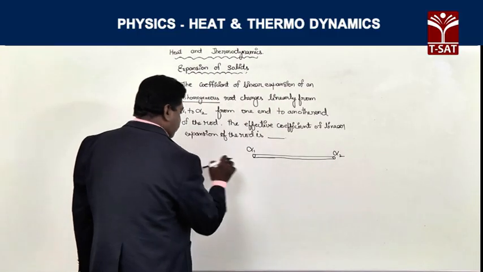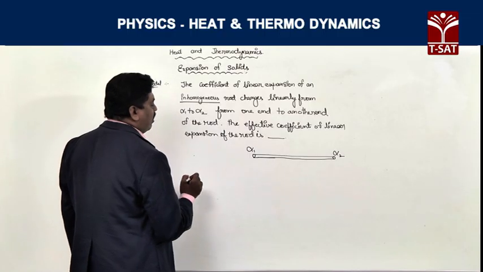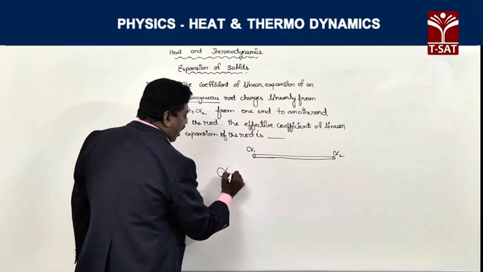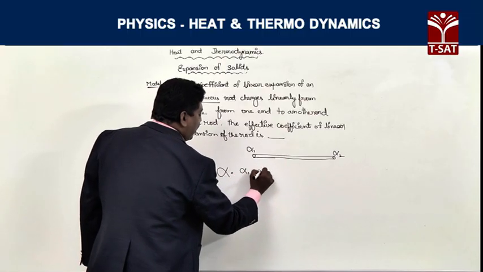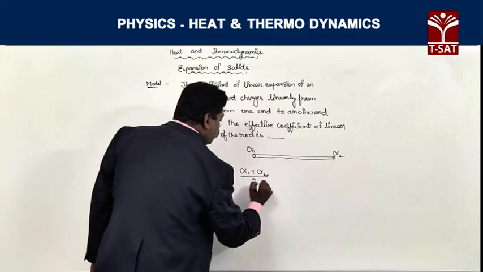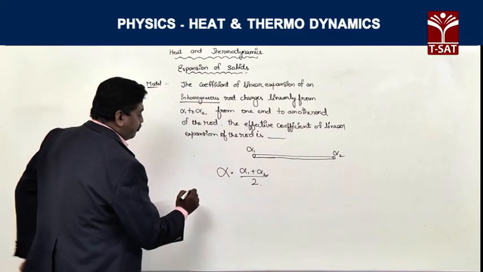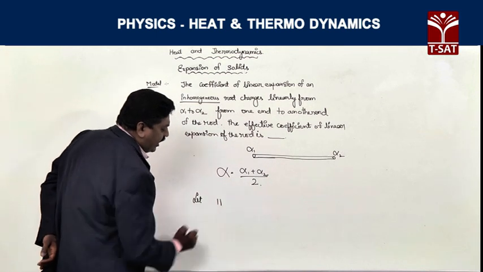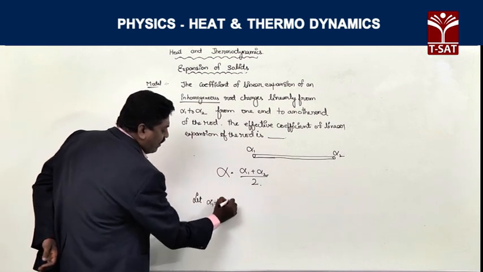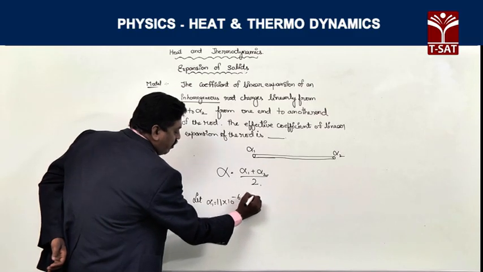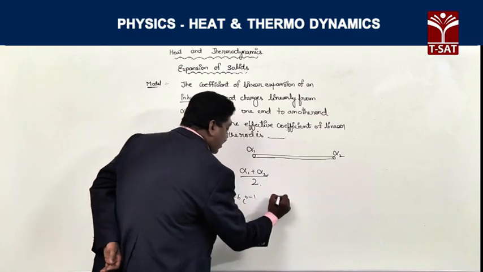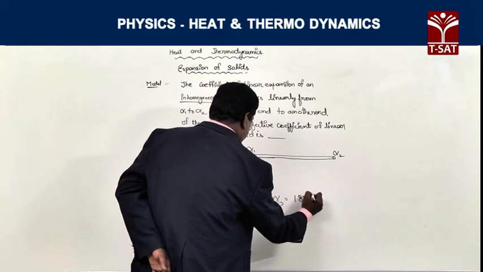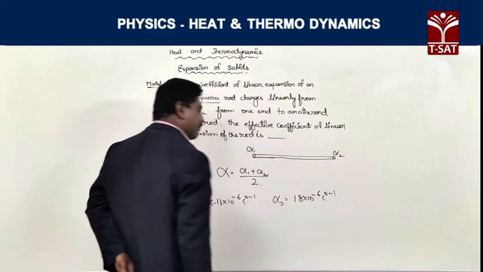So, in such case, the effective coefficient of linear expansion of the rod is given as alpha equals alpha 1 plus alpha 2 by 2. For example, let one end is having the linear expansion as alpha 1 equal to 11 into 10 to the power of minus 6 per degree Celsius, and other end is having alpha 2 as 18 into 10 to the power of minus 6 per degree Celsius.